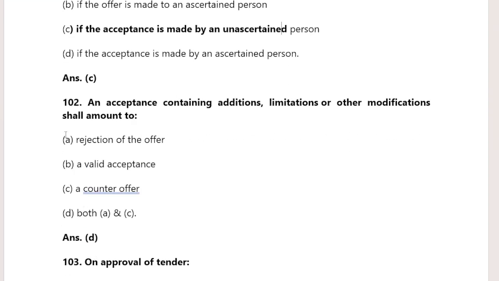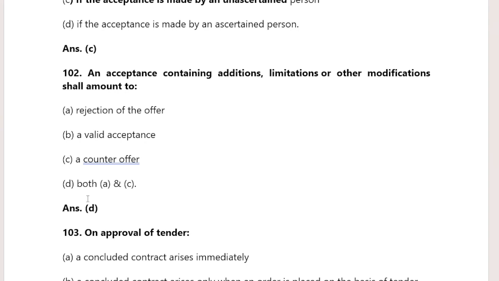And the next question is: an acceptance containing addition, limitation or other modification shall amount to. The first option is rejection of offer, B is valid exceptions, and C is a counter offer. D is both A and C. And the right answer is D, both A and C.